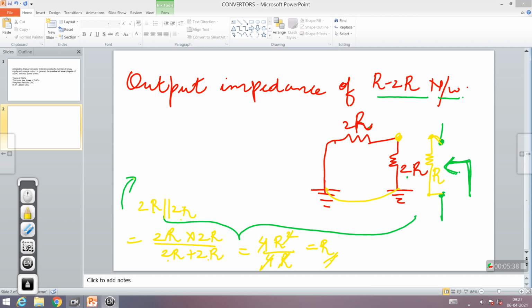So what I meant by this is that the entire network which is shown to you, its effect at this point is equivalent to a single resistor of the value R. So this is an important concept. When I have an R to 2R network, connected in the same fashion as shown, it can be replaced by a single resistor whose value is R at this particular point.